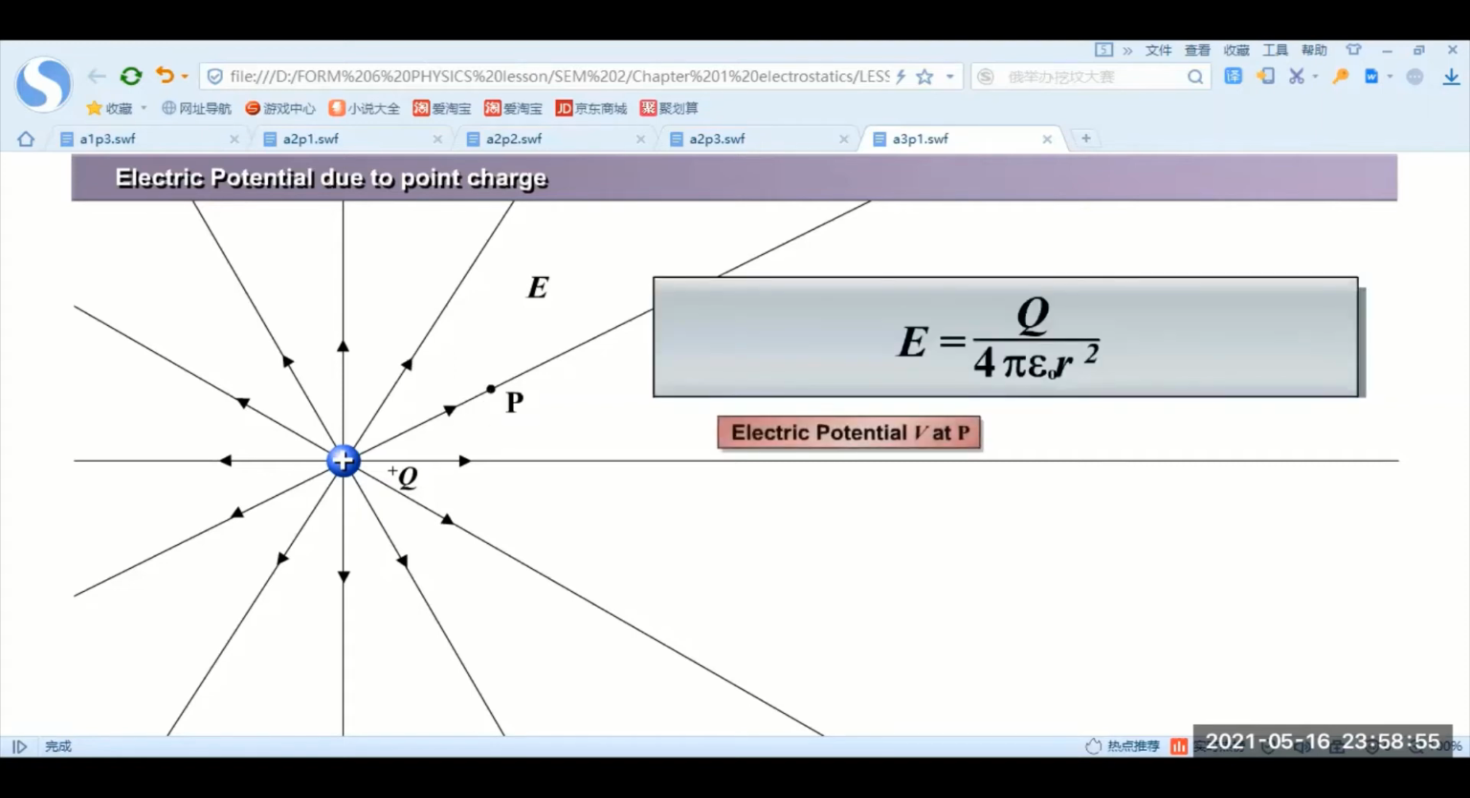So from here, we look at the electric field at point P, this point, which is given by E equal to Q over 4 pi epsilon R squared. So Q is how much charge and R is the distance. Pi and epsilon are fixed constants.